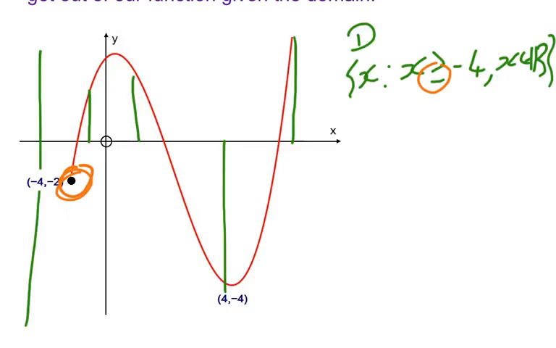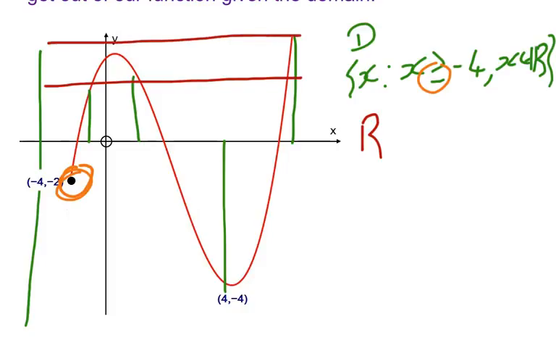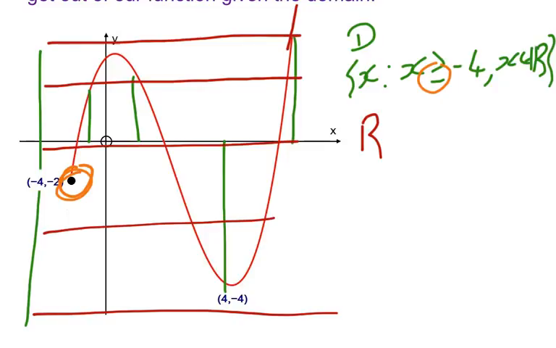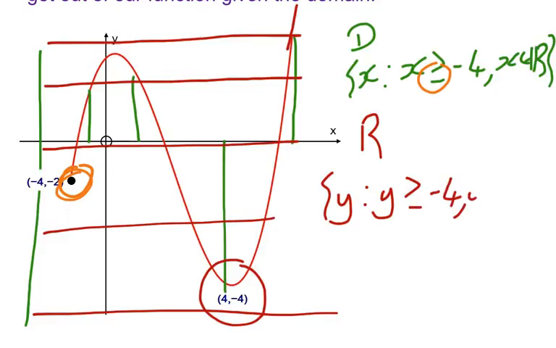Now for our range, we look at what values we get going from the y-axis. So from here we hit the graph. If we go up, we will keep hitting the graph because the graph's going up there. We hit the graph there, we hit the graph there, but there we do not hit the graph. So the lowest point we hit the graph is at that minimum point there, which is -4. So the range is all values y. They have to be above the y value there, which is -4. So y is bigger than or equal to -4, and again, y belongs to the real numbers.